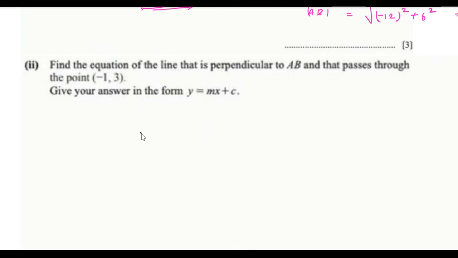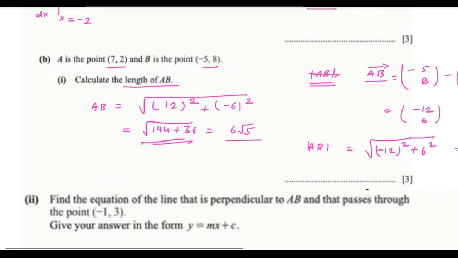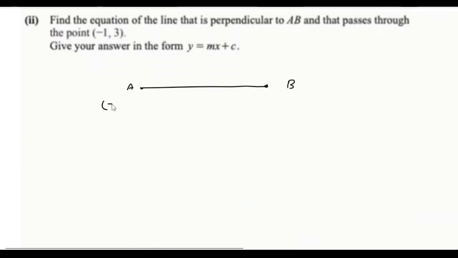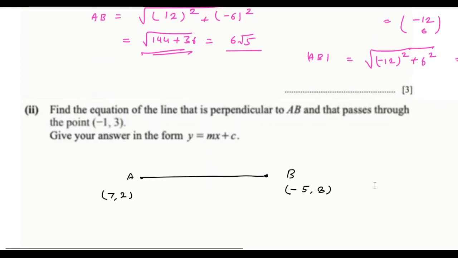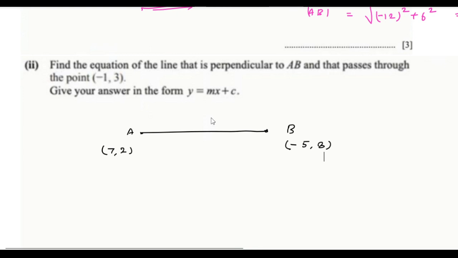Now perpendicular to AB. So this is A and here it is B. I know the coordinates of A and B. The coordinate of A is 7, 2. Coordinate of B is -5, 8. And I want the equation of the line which is perpendicular to this and is passing through it. So perpendicular to this means it could go like this, and this point -1, 3 could be anywhere. Let us say it is here, -1, 3. I have to find the equation of this line. Say this line is L.